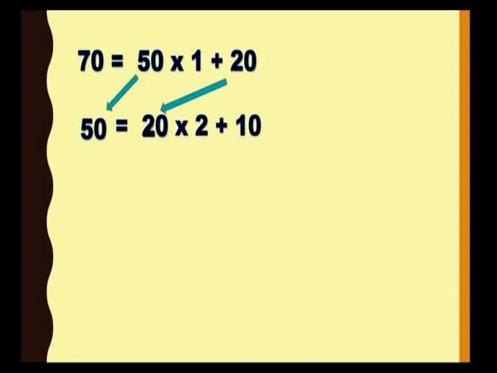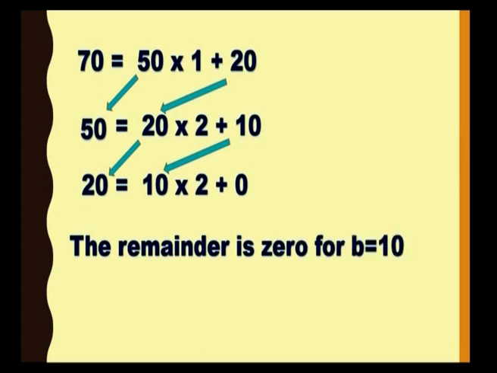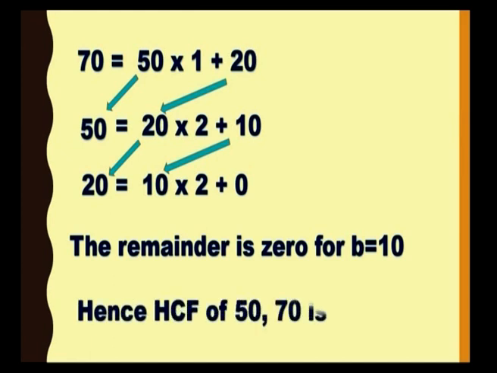So we should continue the process. Again 20, the divisor of the previous step, becomes the dividend of the next step, and the remainder becomes the divisor. Then 20 is equal to 10 into 2 plus 0. So here I am getting 0 as the remainder. Whenever we get 0 as the remainder, we should stop the process, and whatever the divisor is there, I should take it as the HCF of the given two numbers. The remainder is 0 for B is equal to 10. So hence the HCF of 50 and 70 is 10.